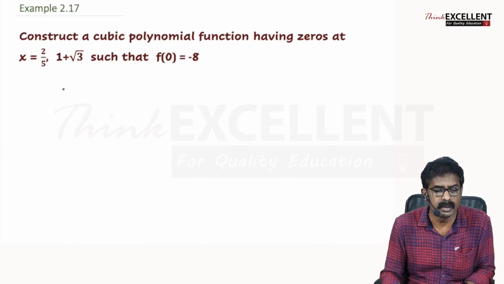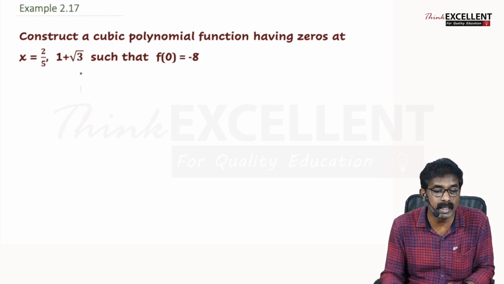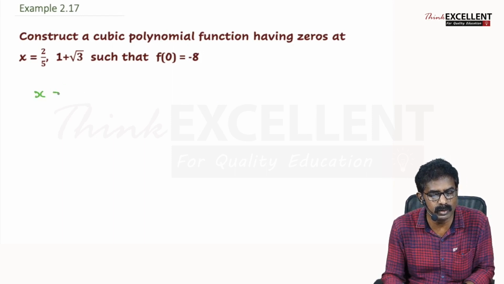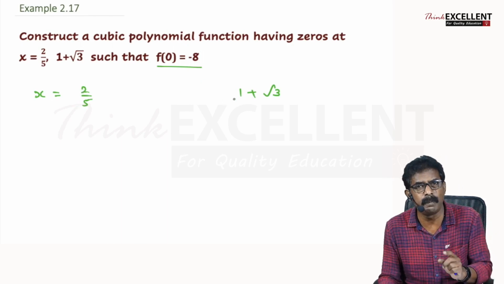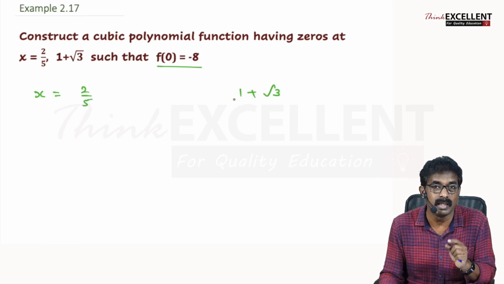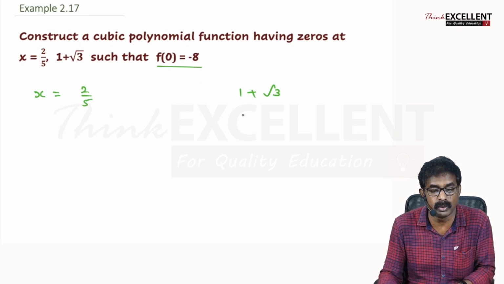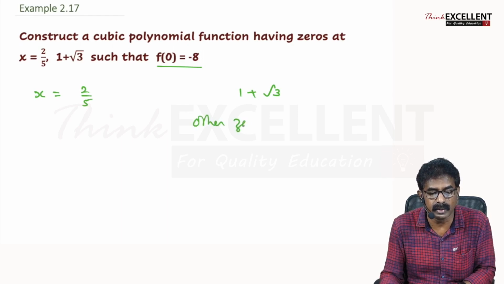Okay, now listen to this example sum. Construct a cubic polynomial. The previous one was quadratic, now it is cubic, having zeros at 2 by 5, 1 plus root 3. So 3 zeros should be there. Here x equal to 2 by 5 is one zero. Then x equal to 1 plus root 3 is a zero. Then some other information is also given, right? Now 3 zeros we need. One is 2 by 5, then another one is 1 plus root 3. You know, 1 plus root 3 is an irrational one, right? Irrational roots occur in conjugate pairs. So you know the other zero is 1 minus root 3.